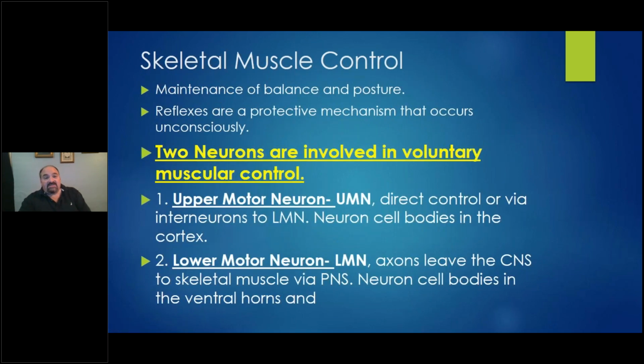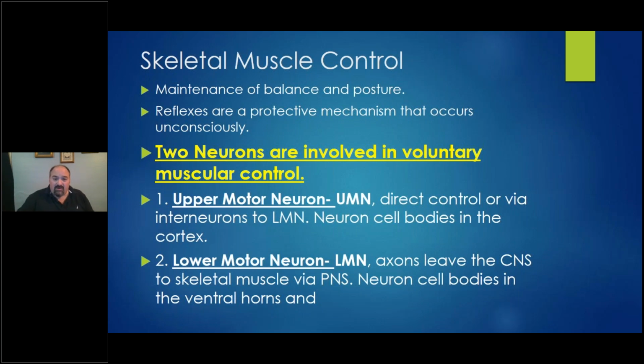As far as skeletal muscle control is concerned, we have conscious control, right? Think that there are two neurons involved in voluntary muscle control, upper and lower motor neurons. You've even heard of, oh, they have an upper motor neuron lesion, lower motor neuron lesion. You might have heard that before, and this is what we're referring to.